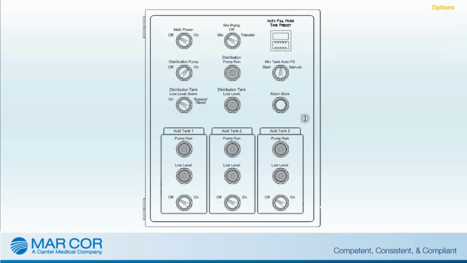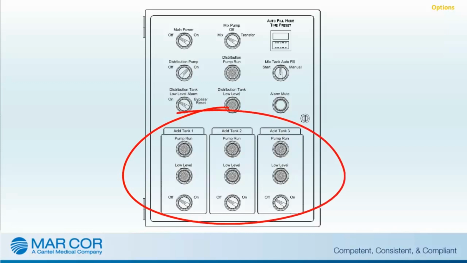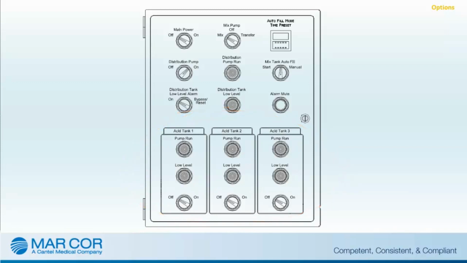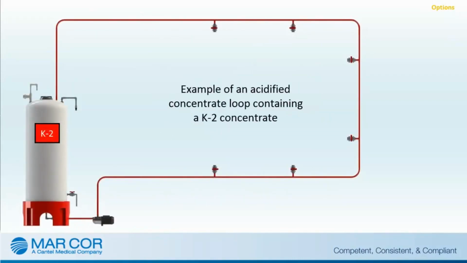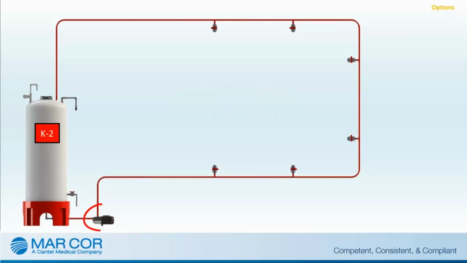Multiple product options accommodate varying customer needs for distribution loop combinations, including single bicarbonate and up to 3 acidified concentrate solutions. The acid system operates using up to 3 acid solutions in bulk storage tanks. The tanks are fitted with low-level float switches to alarm and notify the operator when the acid level is getting low. Each bulk acid tank has its own pump to distribute the solution.